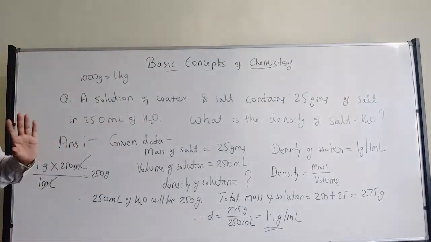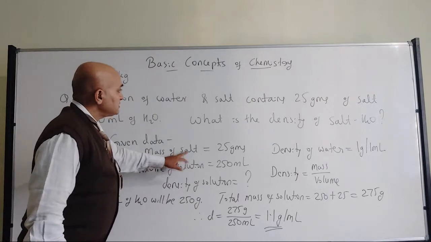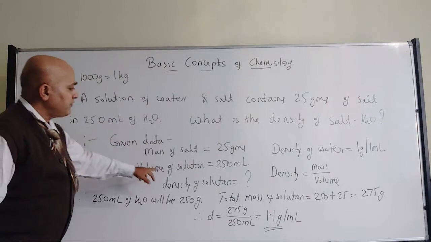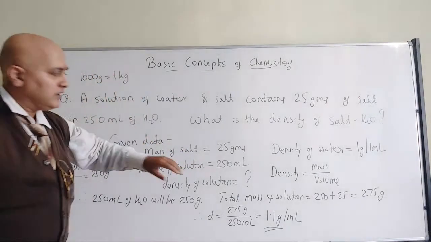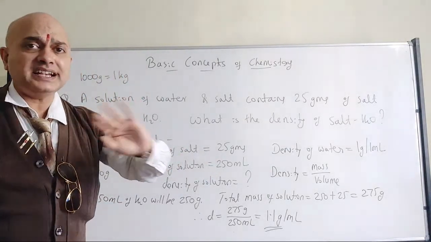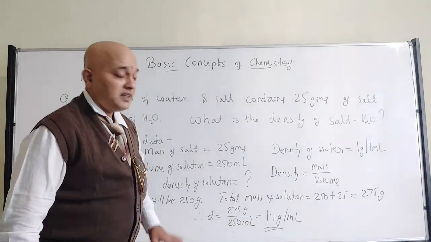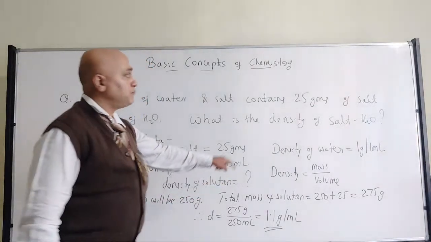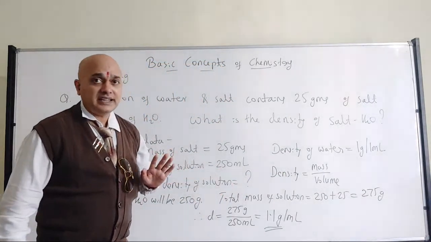That means they are talking about the solution. So in that case, we have written the given data: the mass of the salt is 25 grams. Volume of the solution, because the salt will be dissolved in 250 ml of water, the resulting volume will be 250 ml. A slight variation in volume, we have neglected. Fine. Then they have asked about the density of solution, because salt water is nothing but solution.